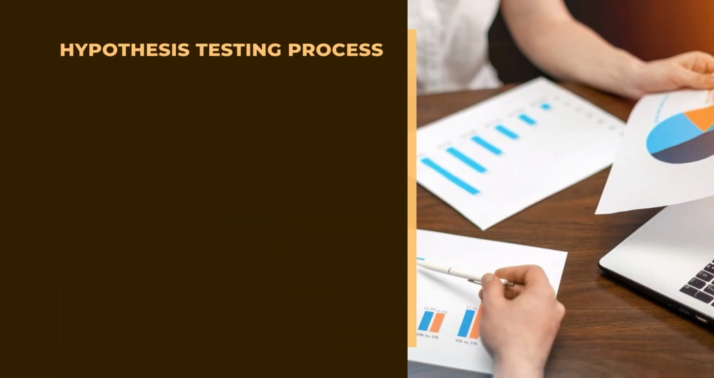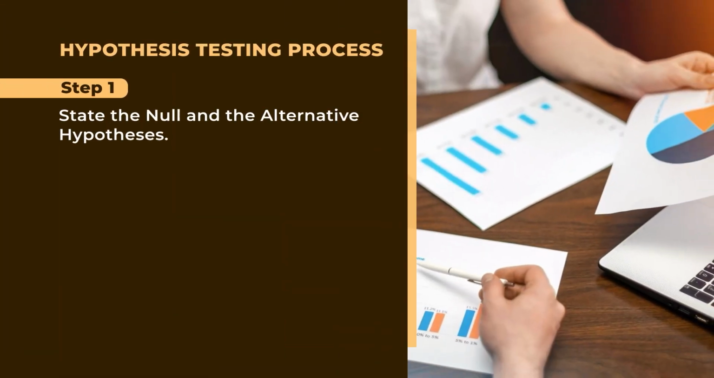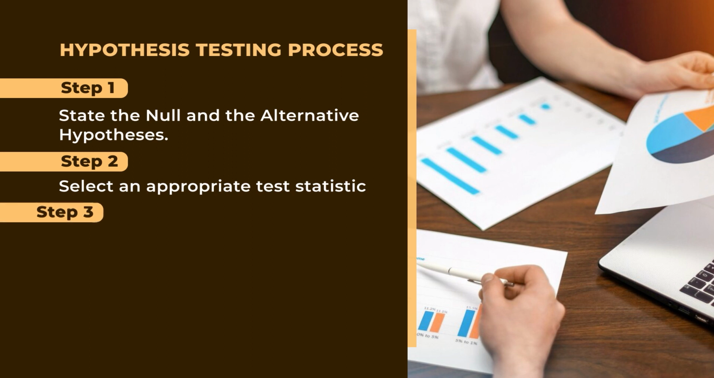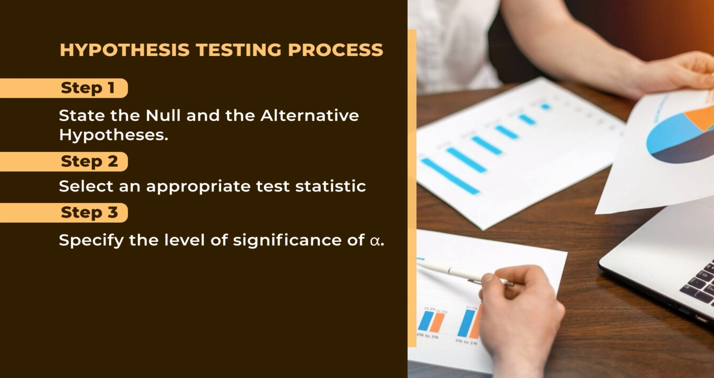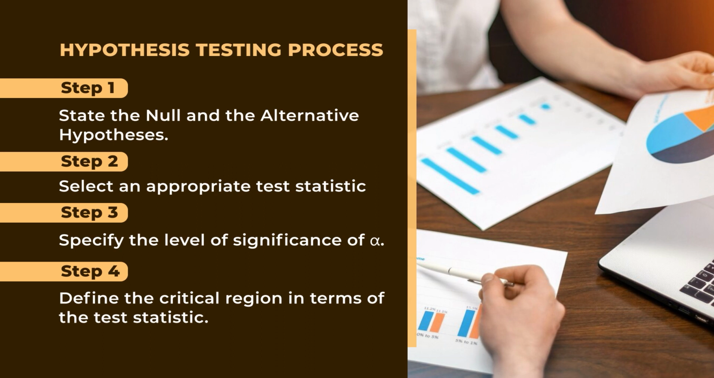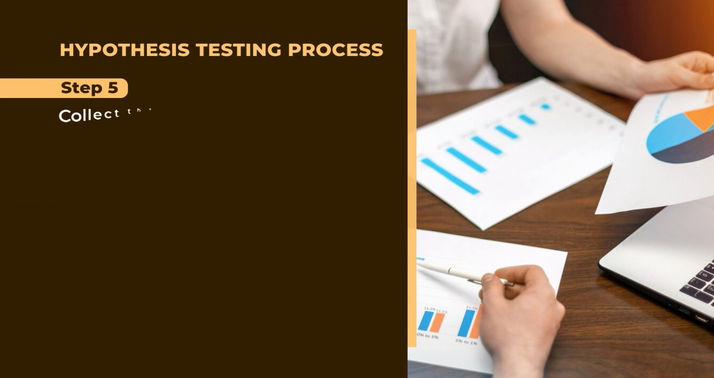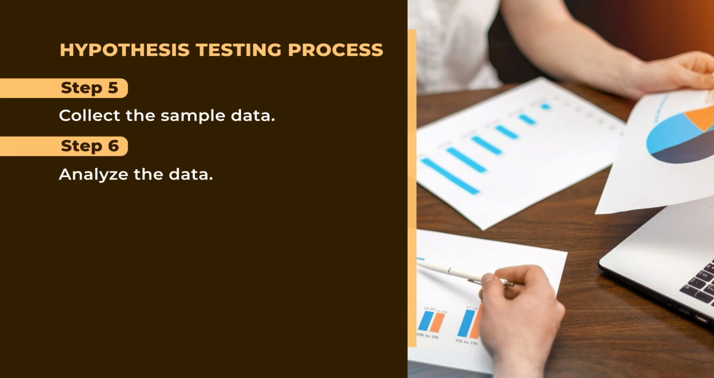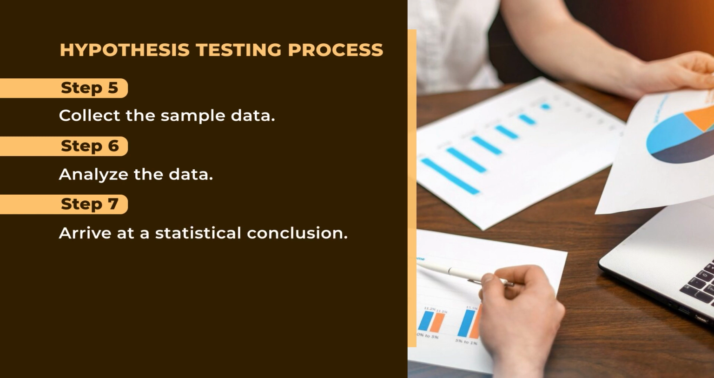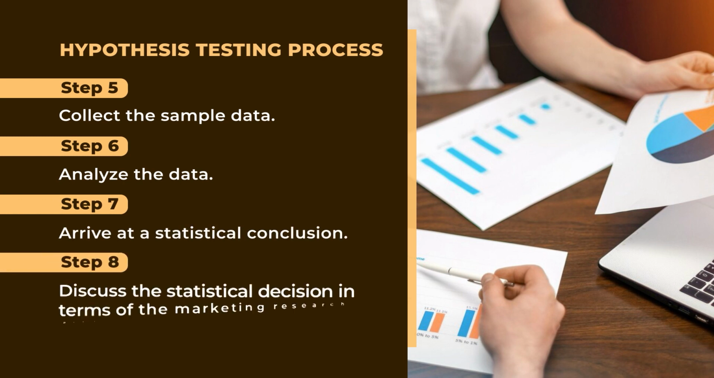It involves a series of steps like step 1, state the null and alternative hypothesis, then select an appropriate test statistic, then specify the level of significance alpha. Next step is define the critical region in terms of the test statistic, then collect the sample data, analyze the data, arrive at a statistical conclusion, and the final step is discuss the statistical decision in terms of the marketing research problem. Let us discuss the hypothesis testing of a single population mean process by using these steps.